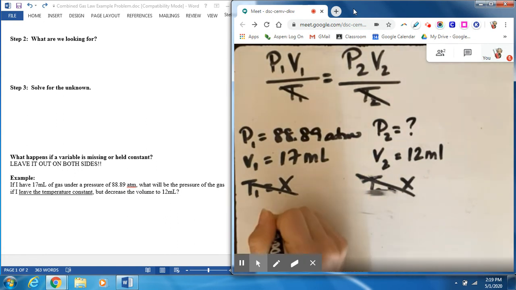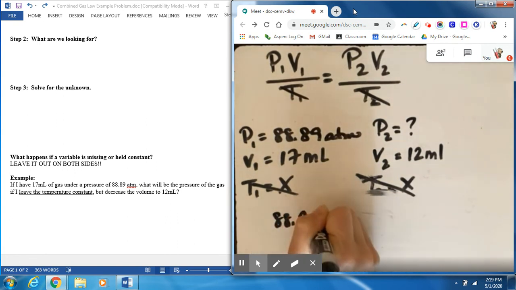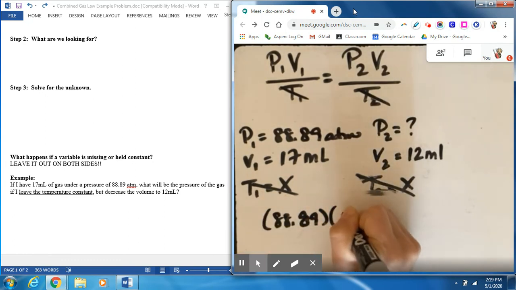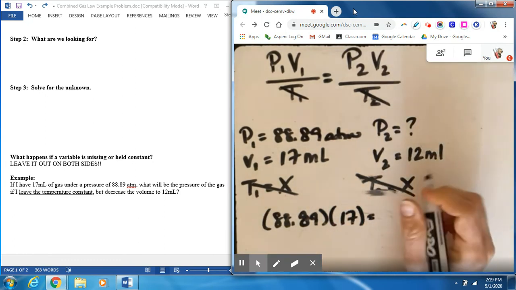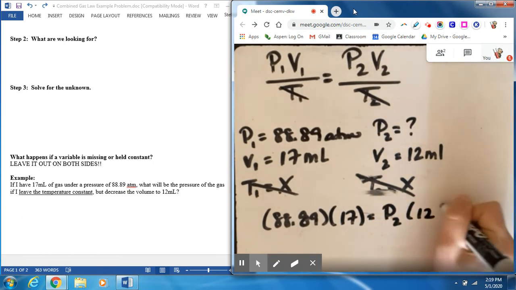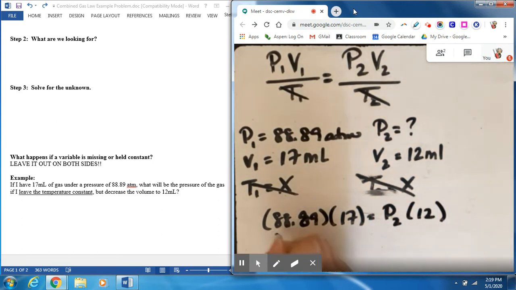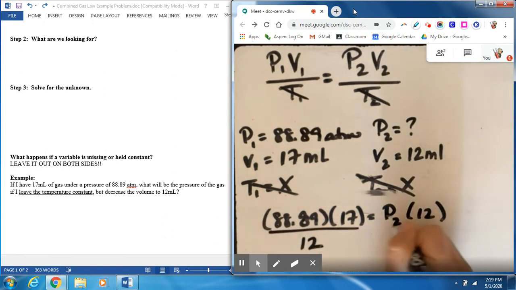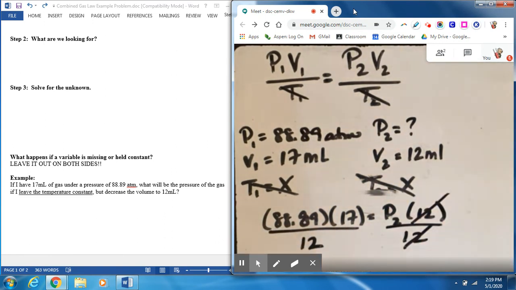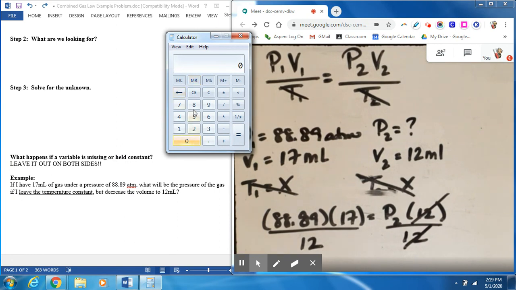So P1 was 88.89 times our V1, which was 17, is going to be equal to our P2, which we don't know, times our second volume, which we do. And in order to solve for that, we just divide both sides by 12. It's going to cancel out on this side. And here we go to my calculator skills. We'll try it again. So it says, okay, 88.89 times 17 divided by 12.